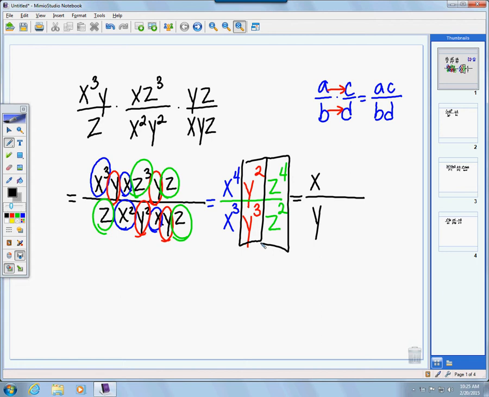Lastly, let's take a look at the z's. I have z to the 4th over z squared. Remember, this is your quotient rule, so we've been using the quotient rule as we've been reducing. If I have 4 z's in the numerator and 2 z's in the denominator, that's going to leave me with 2 z's in the numerator after I reduce. So my question to you then is, am I done? Can I reduce anything down? The answer would be no, so that is your final solution. It's as simplified as possible.